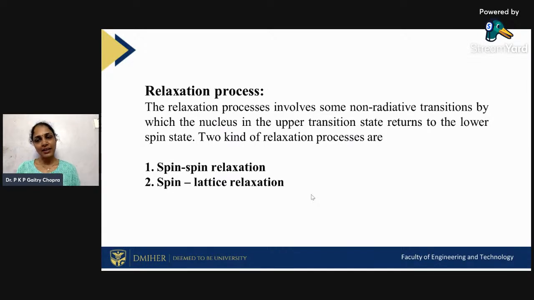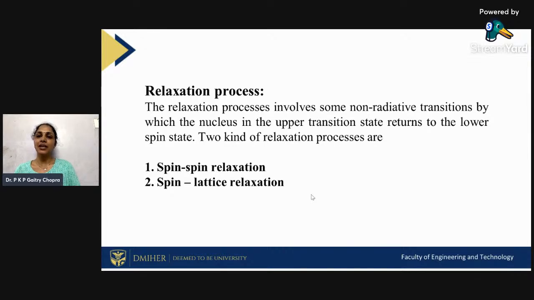So this relaxation could be done in 2 different ways. That means loss of energy by the nucleus can take place in 2 different ways. One is spin-spin relaxation and the other is spin-lattice relaxation. These 2 are nothing but the loss of energy by the nucleus so that it can come down to a lower energy state.